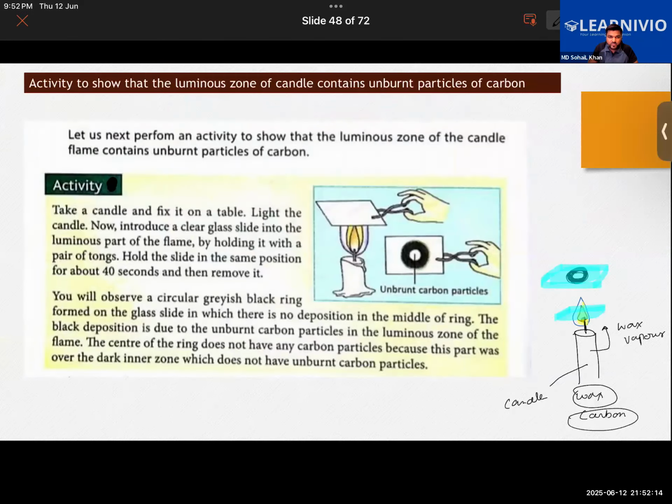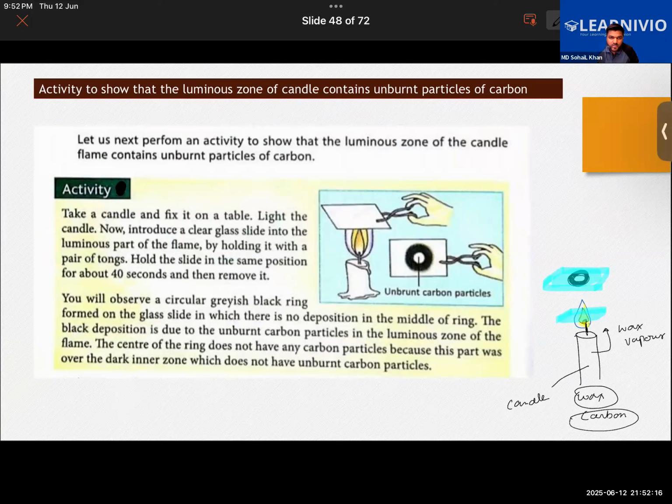Getting it, all of you? Getting it, Abu Bakr, or not? Sir, so basically the glass does not burn. No, the glass is not going to melt. Sir, then the black is just wax vapor?